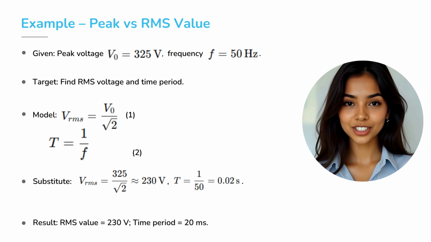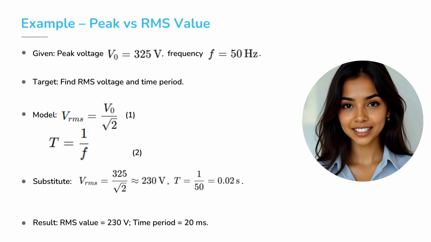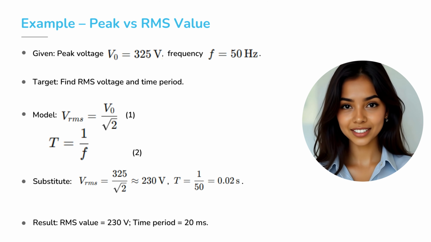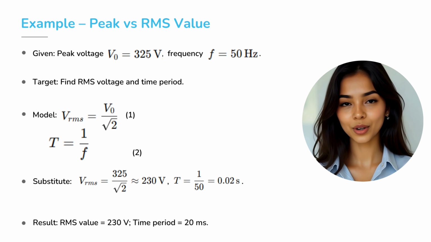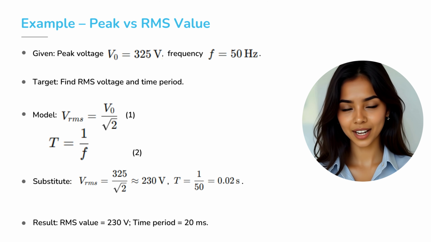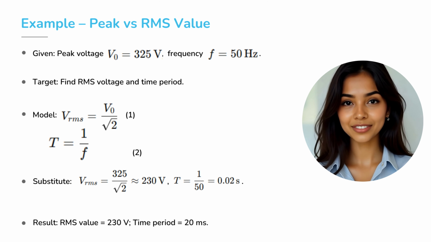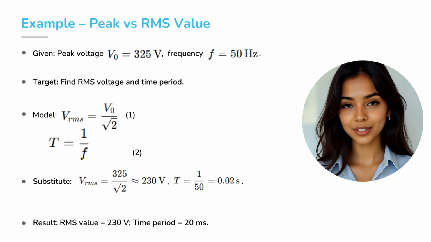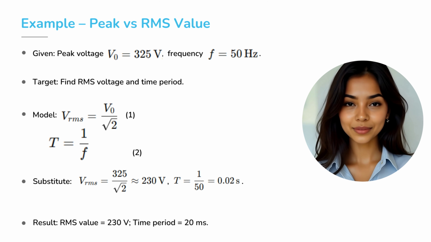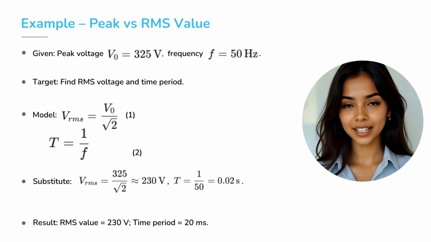Now here's the insight. While the peak voltage tells us the maximum push, it is the RMS value that represents the effective or useful value of AC. That's why in your home supply we say 230 volts, it's the RMS value, not the peak of 325 volts. This makes the concept of RMS voltage extremely important in real-life electrical systems.